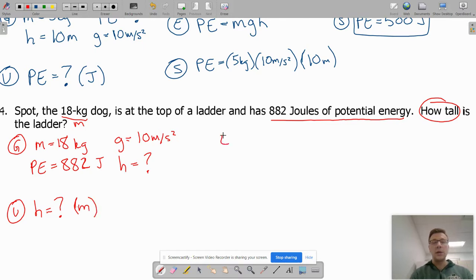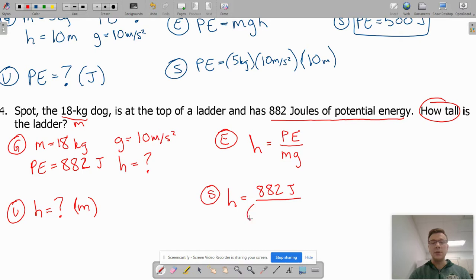And then we can go ahead and write in our equation here. Okay, so the height of an object is equal to the potential energy of the object divided by the mass times the acceleration due to gravity. So when we substitute our values in here, we're going to go ahead and plug in 882 joules divided by, and then down here it's going to be 18 kilograms times 10 meters per second squared.